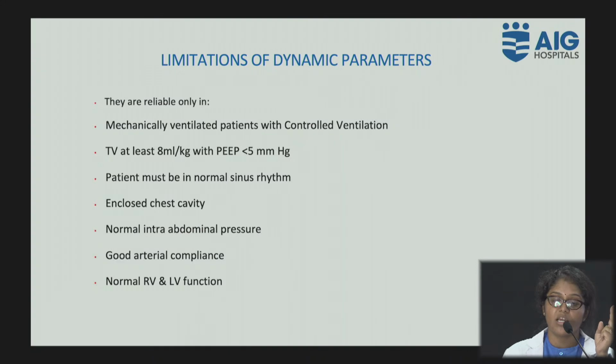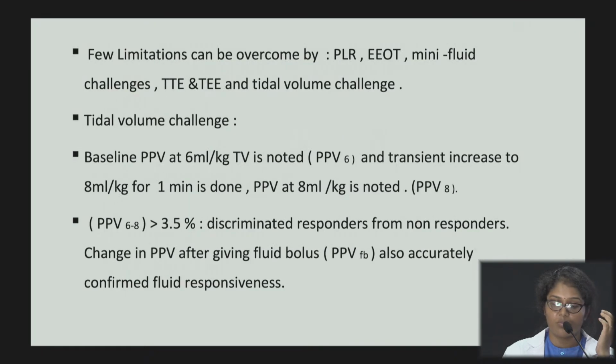Tidal volume should be large enough so that it can cause significant changes in the intrathoracic and transpulmonary pressure. The patient should be in normal sinus rhythm, because if there are any ectopics, it will lead to miscalculation. And the patient should have an enclosed chest cavity, normal intra-abdominal pressure, good arterial compliance, and normal LV and RV function.